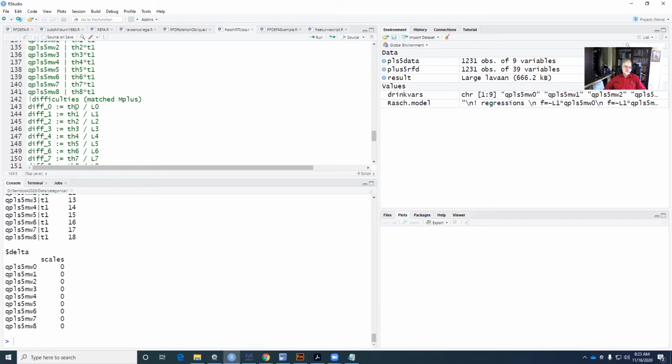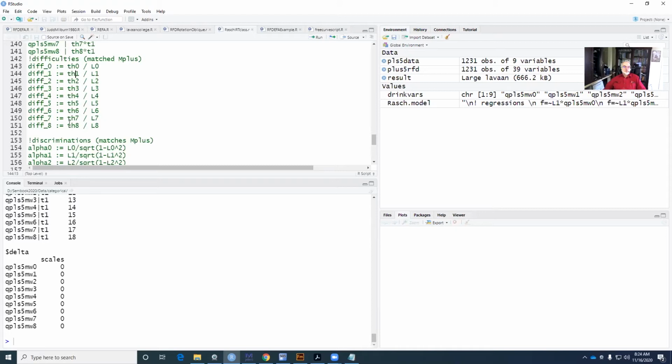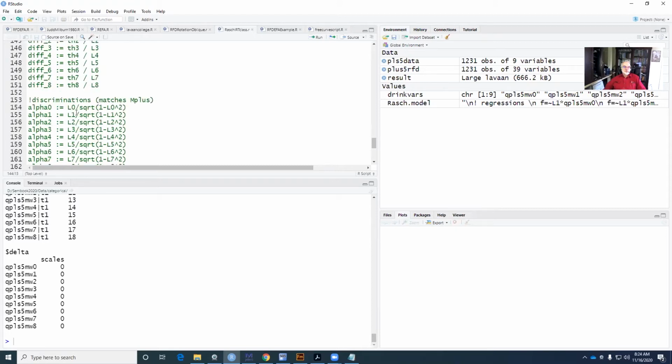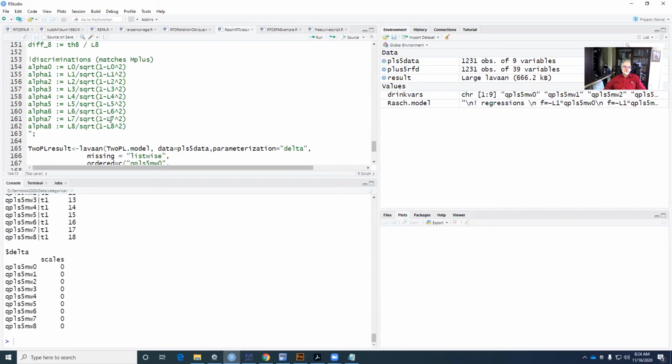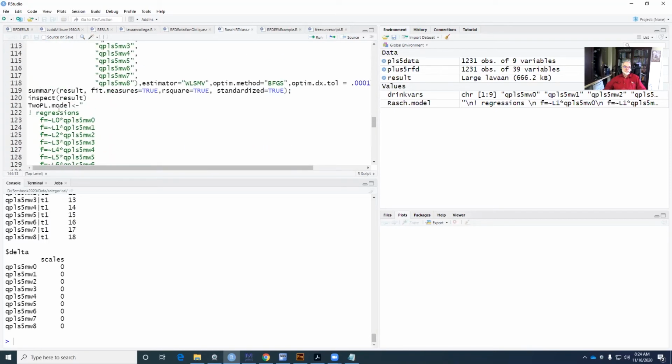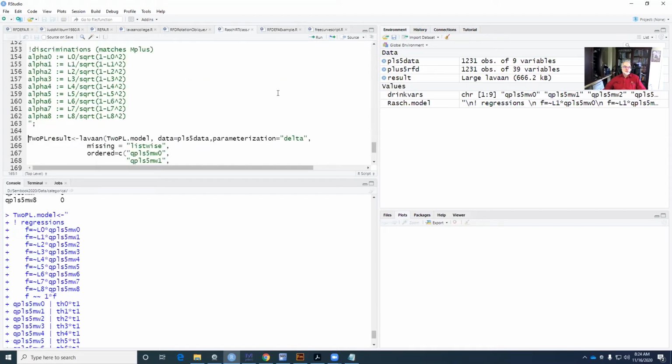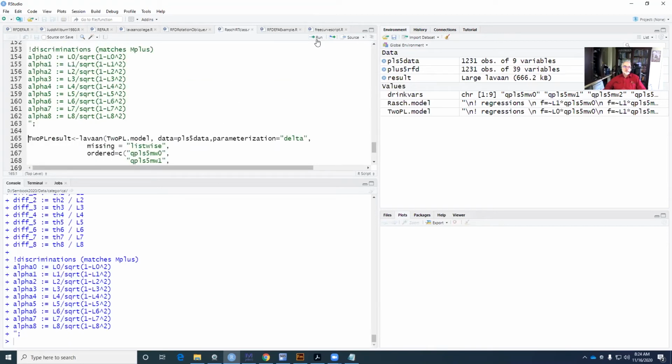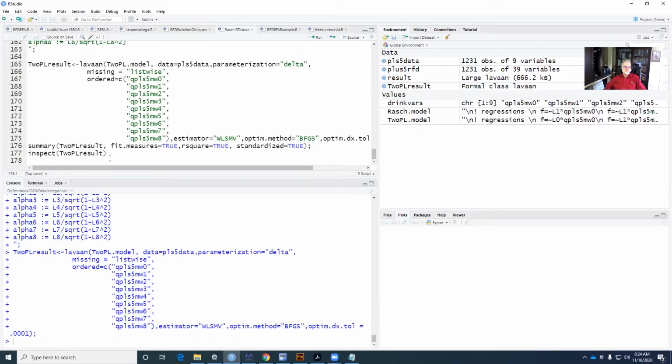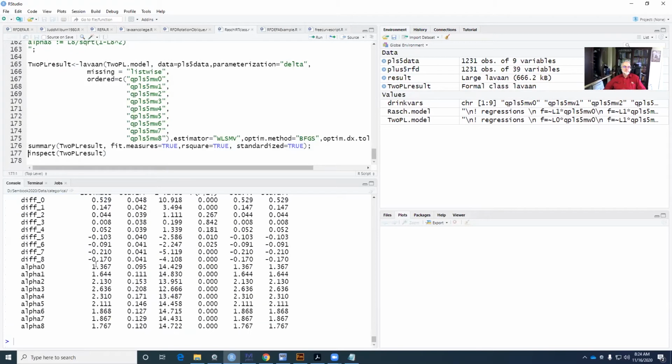So the difficulty is going to be the threshold for the wave 0 assessment divided by the loading for the wave 0 assessment. But the next difficulty is going to use the loading from the first wave and the threshold from the first wave. Similarly, all of my discriminations will now be specific to the item, and I'll be using the loading for that wave to calculate the discriminations. So I can run that, and take a look at that output. It's the same as before, and I can look at the summary.